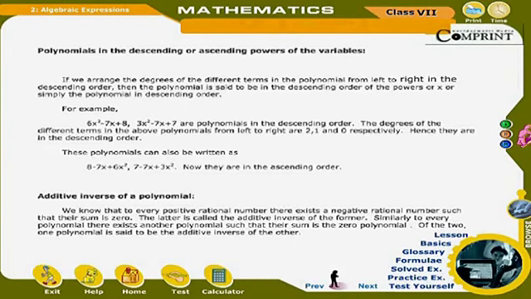Additive inverse of a polynomial. We know that to every positive rational number, there exists a negative rational number such that their sum is 0. The latter is called the additive inverse of the former. Similarly, to every polynomial, there exists another polynomial such that their sum is 0 polynomial. Of the two, one polynomial is said to be the additive inverse of the other.